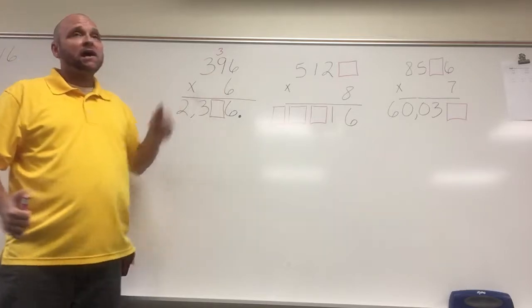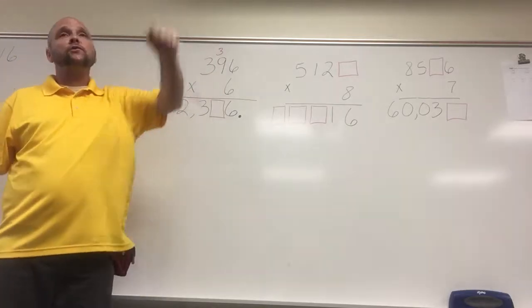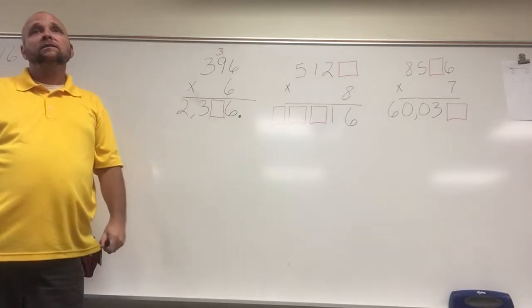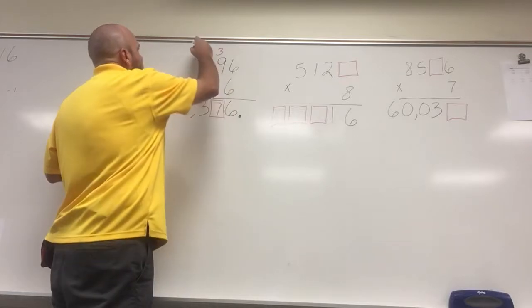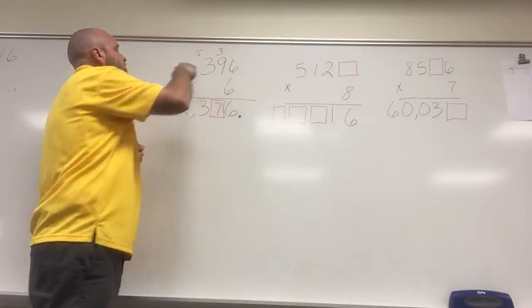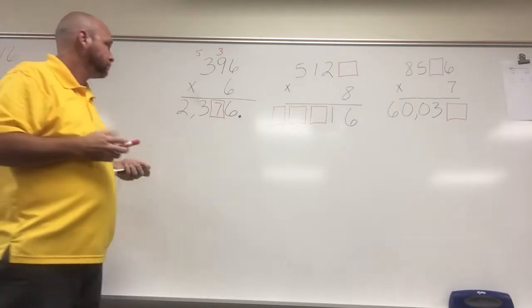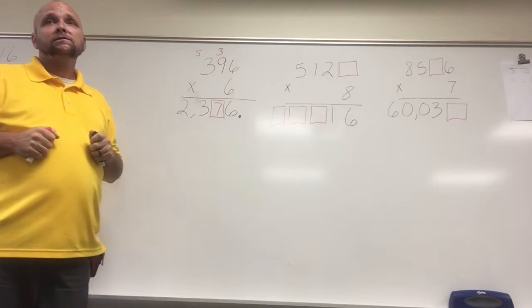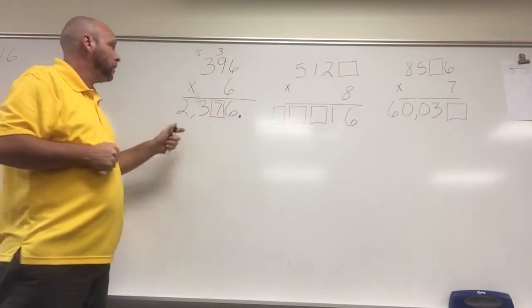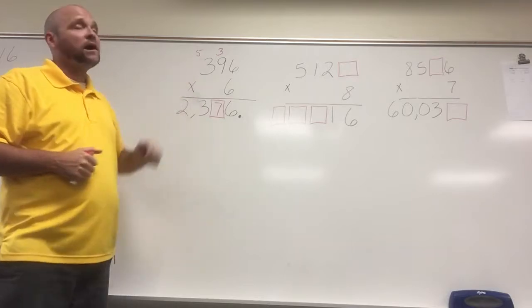All right, 6 times 9, 54 plus 3, 57. So if I put my 7 there and carry my 5, what's 6 times 3? 18. 18 plus 5 is 23. So this should be my answer.